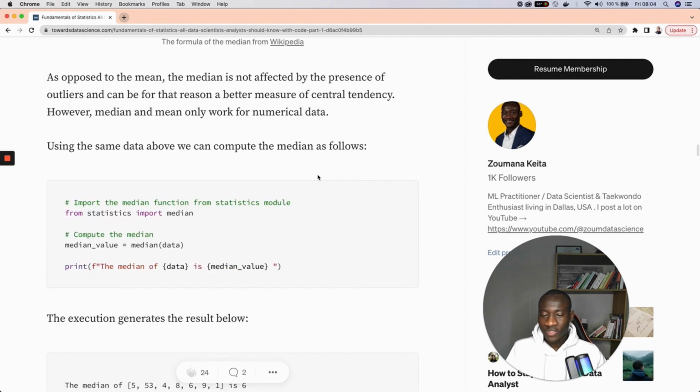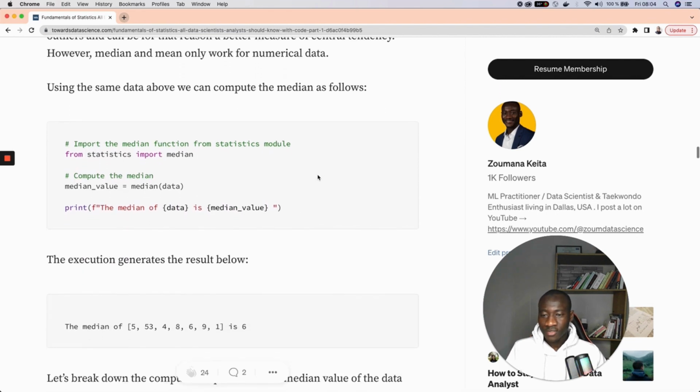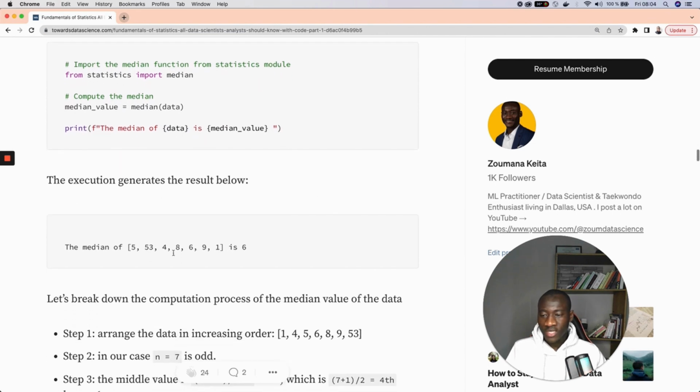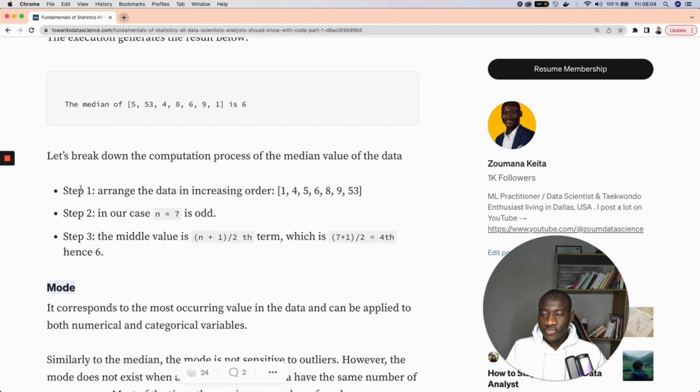To make it specific, let's consider this scenario where we have this sample of data. Step one is to arrange the data in increasing order. So in increasing order, we get these values. Step two is to identify if we have an odd or even number. n is 7, meaning that we have an odd value. And then the third step is to take the middle value, which is the (n plus 1) divided by 2th. We are basically going to take 7 plus 1 divided by 2, which is the fourth value.